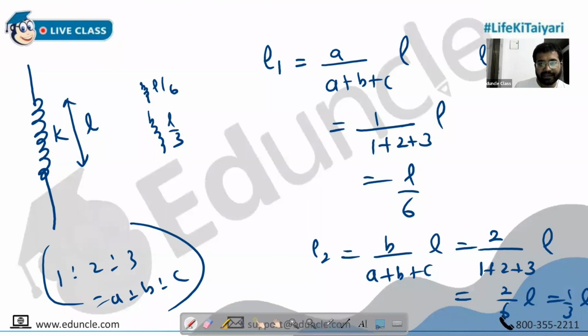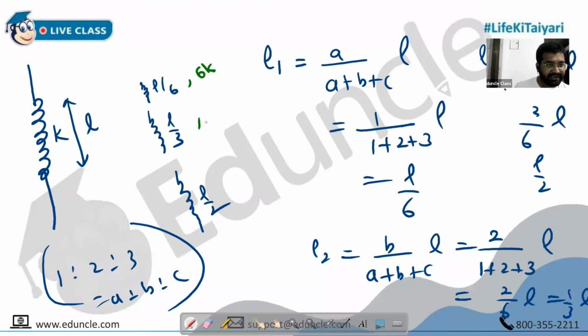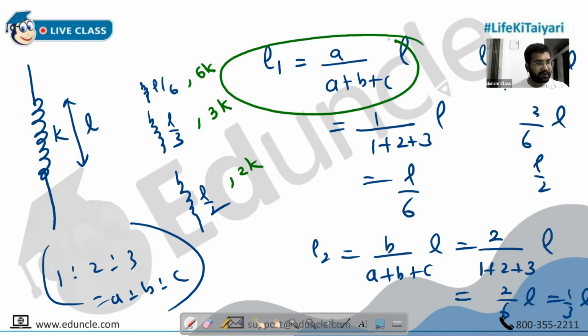And the third length would be 3 upon 1 plus 2 plus 3 times L, which is 3 by 6 times L, that is L by 2, which is triple the first length. So what will be the value of K here? 6K. Here the value of K would be 3K, and here the value of K would be 2K. Have you understood this? Tell me if not. All the 13 of you who are live right now, any questions? First, are you comfortable with the formula for how we find the individual lengths?